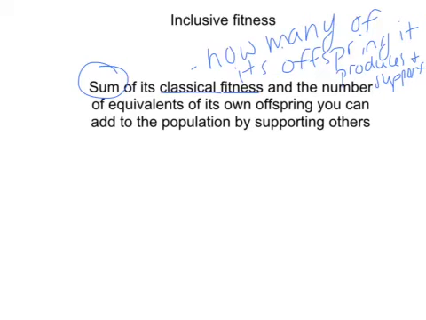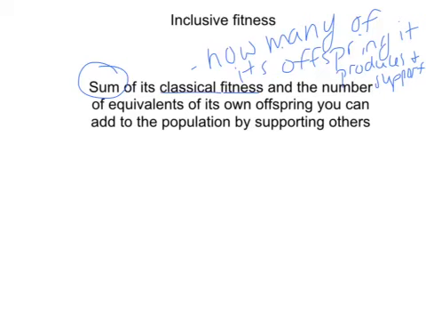So for instance, let's say my inclusive fitness would be my classical fitness, which would be I have 2 offspring that I have produced and am able to support. And then my number of equivalents of my own offspring I can add to the population by supporting others. So let's say we're talking about my family. I have a sister that has 2 children that I can support. So that would be 2 more that are equivalent of my own offspring that by supporting my sister and her husband, I can also add those to the population. So that's our inclusive fitness.